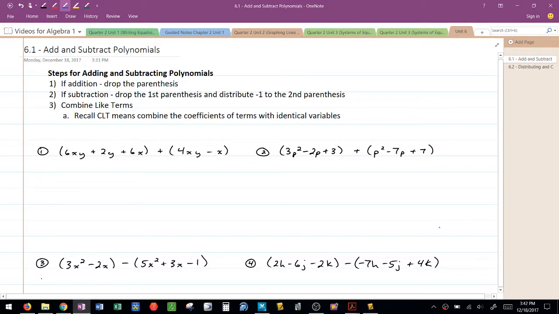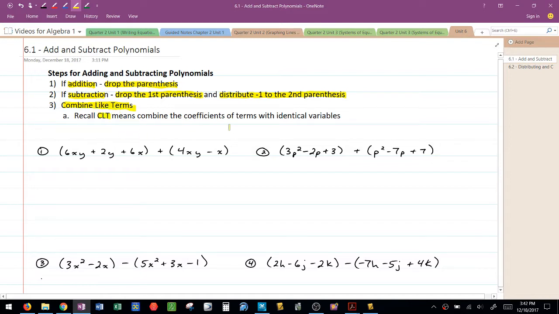The purpose of this video is to give additional examples of how to add and subtract polynomials. Now remember, to add and subtract polynomials, you have to recognize, am I adding or subtracting? If I'm adding, all I got to do is drop the parentheses and then combine like terms. If I'm subtracting, then I want to drop the first parentheses and distribute a -1 to the second parentheses and then combine like terms. All right?